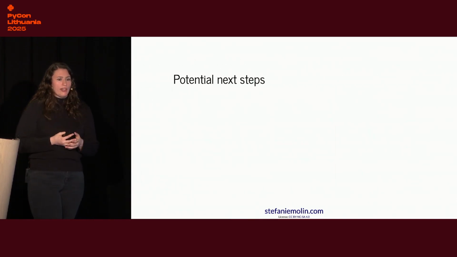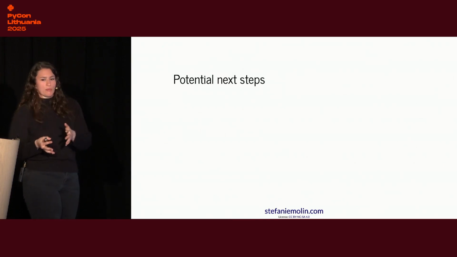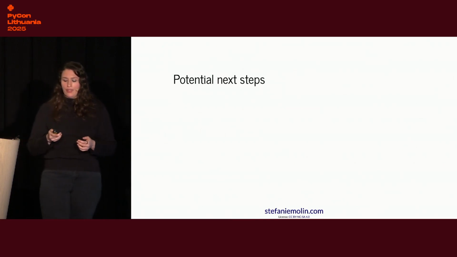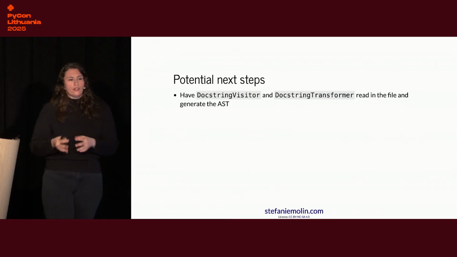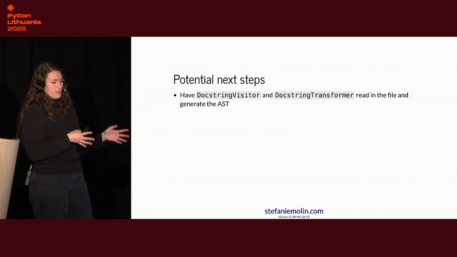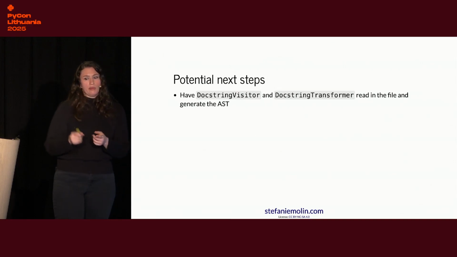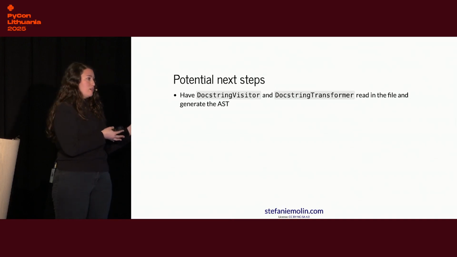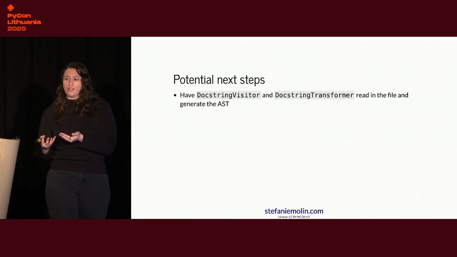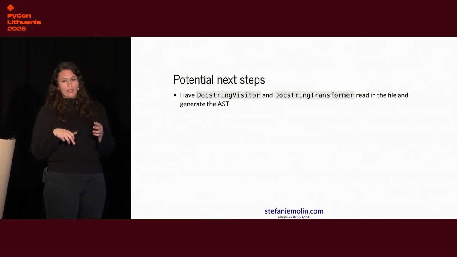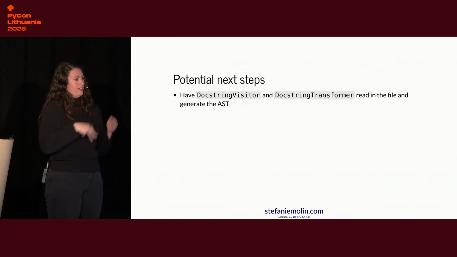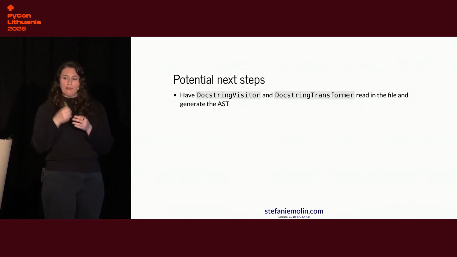Okay, so at this point, you have some potential next steps that extend beyond what we can cover in the keynote. You could take your docstring visitor and the docstring transformer and remove some of the steps we did before using them. We were reading in the file, and then creating the AST, and then passing that in. You could configure both of them to receive a file to inspect, and then they can handle reading in that file, making the AST, extracting the module name and all of that.